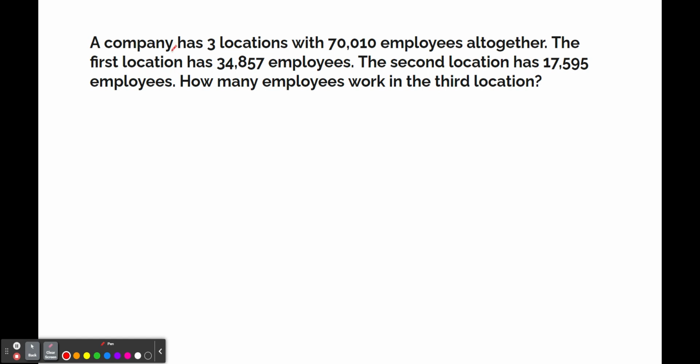A company has 3 locations with 70,010 employees all together. The first location has 34,857 employees. The second location has 17,598 employees. How many employees are in the third location?